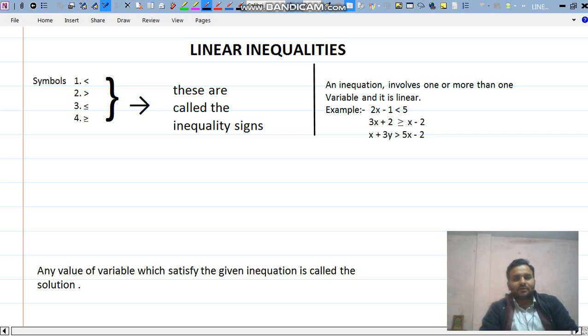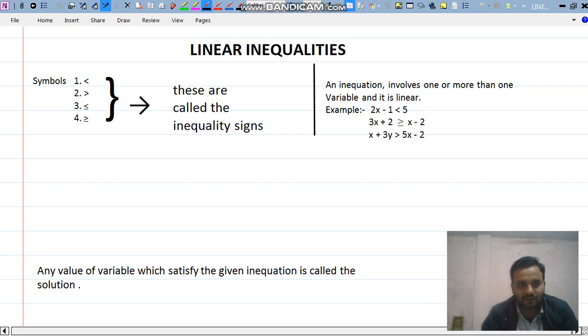You're most welcome in this topic, linear inequalities. Here we are going to discuss this topic regarding the JEE Mains exam. You may not see a direct question from this topic, but this topic is a little important, and I want to tell you how this topic is important.